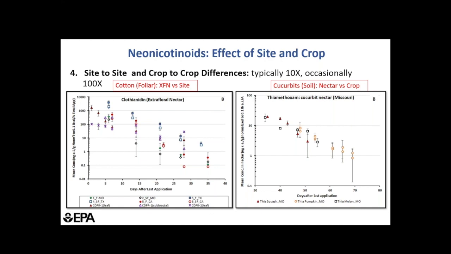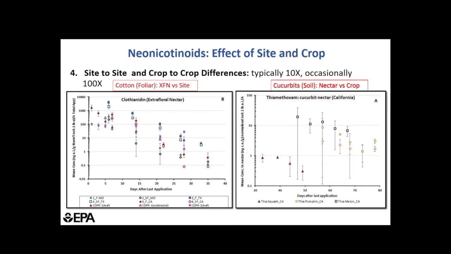But then with this same study, if we were to look at a different site in California, we get a very different picture. Here, the squash is clearly amongst the lower residues, while residues from melon and pumpkin are about an order of magnitude higher. So the effect of crop can be expressed differently, I think, depending on the site, and that could affect differences in the agronomy or differences in the hydrology or weather conditions and so forth.